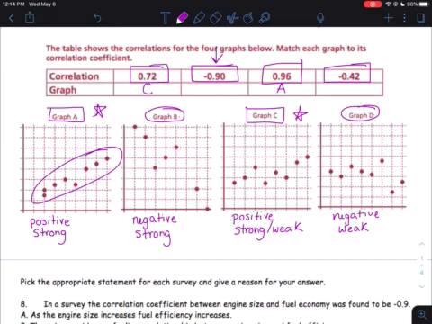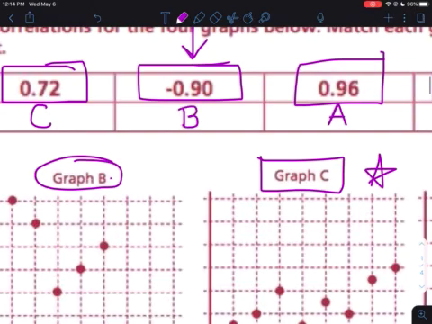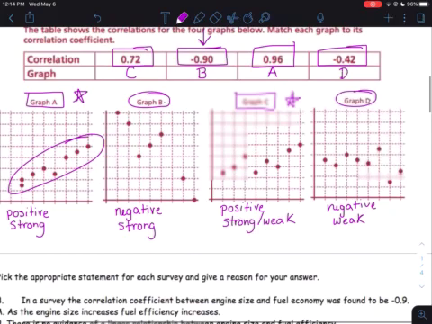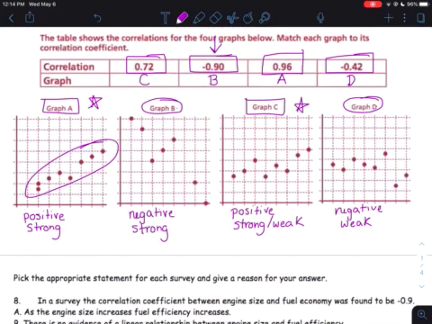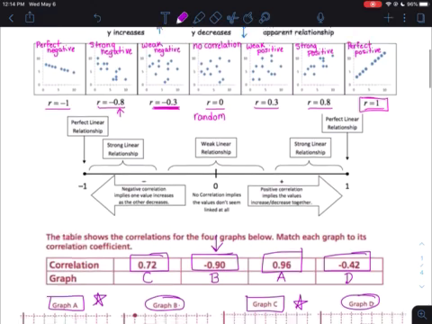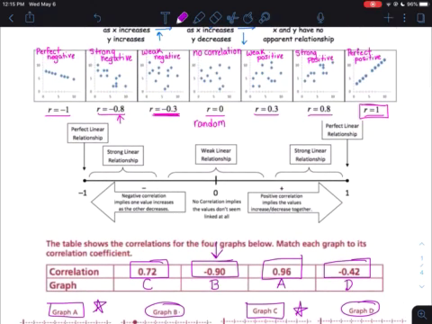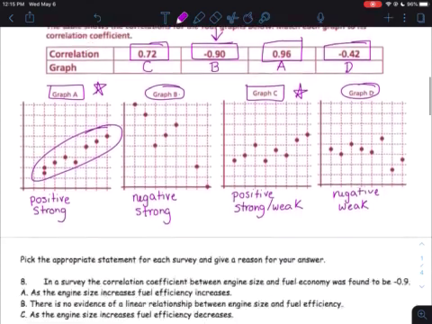So graph B is going to match up here, which leaves us with graph D, which definitely looks like a weak negative correlation. So again, when you're doing this and you're given all of these, I would definitely use process of elimination. Think about what the numbers mean, looking back up here if you need help with that, and thinking about what the graphs mean. Again, this middle section that I filled in is really going to help you with problems like that.